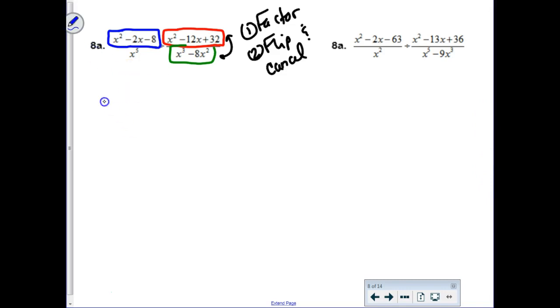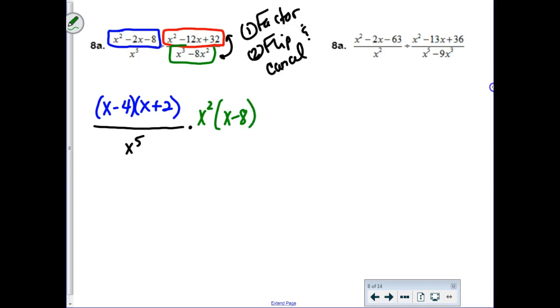So that blue box factors into, let's see, negative 4 and positive 2 would work. Of course, I would triple check that if this was my test. X to the 5th is a monomial, so it doesn't do anything. This is going to change to a multiplication problem because we're going to flip this around. This green box, you could factor out an x squared from everything, and that would leave you with an x minus 8, and that's all the factoring you can do there. And then this red one factors into, let's see, x minus 8 times x minus 4.